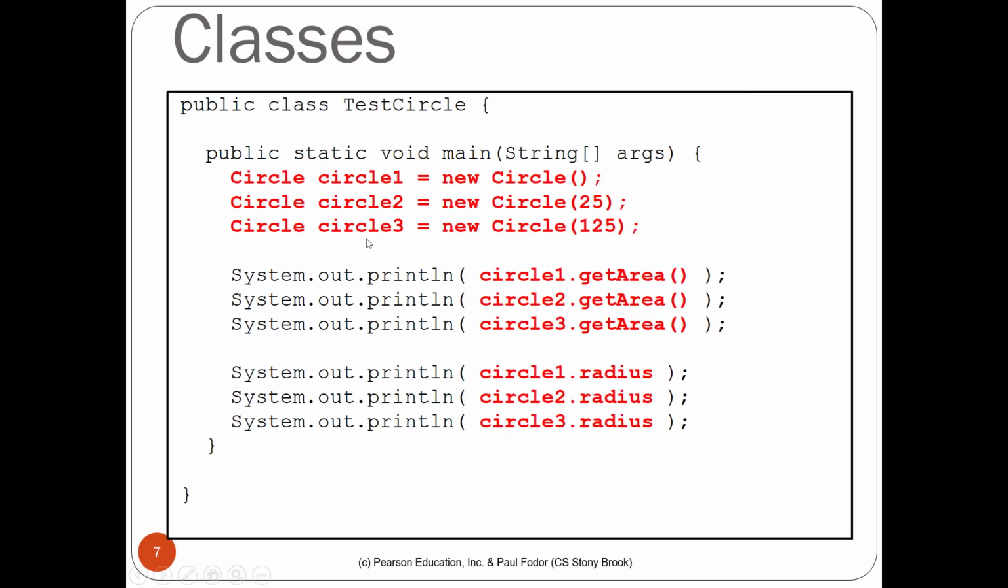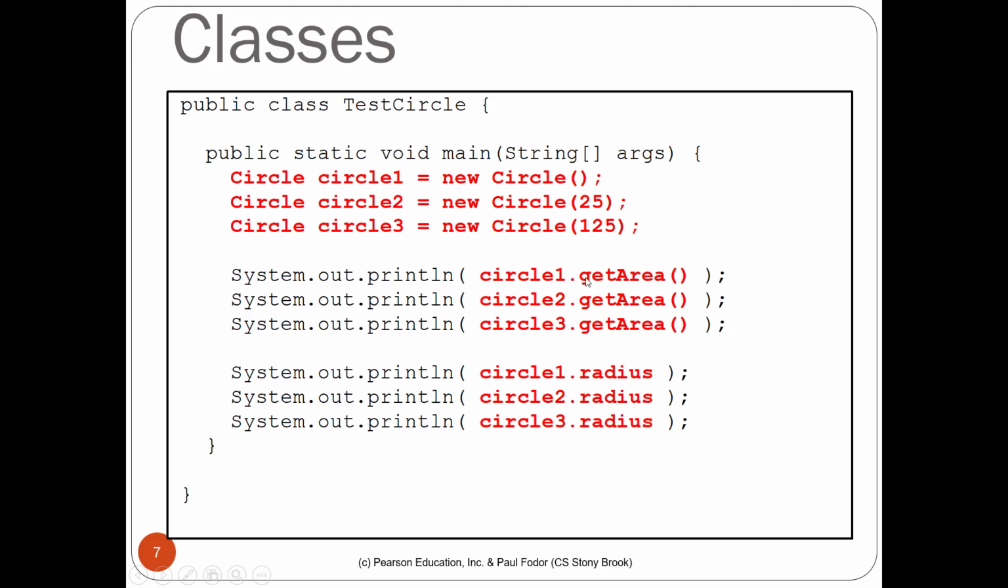How about the circle 3 object? Well, again, this is an object of the type Circle class. We are calling the arg constructor, but right now we are passing the value 125. So circle 3 would be a circle object with the radius 125. Great. Alright, so I hope that these three statements are fine. So let's move on and try to understand the fourth statement.